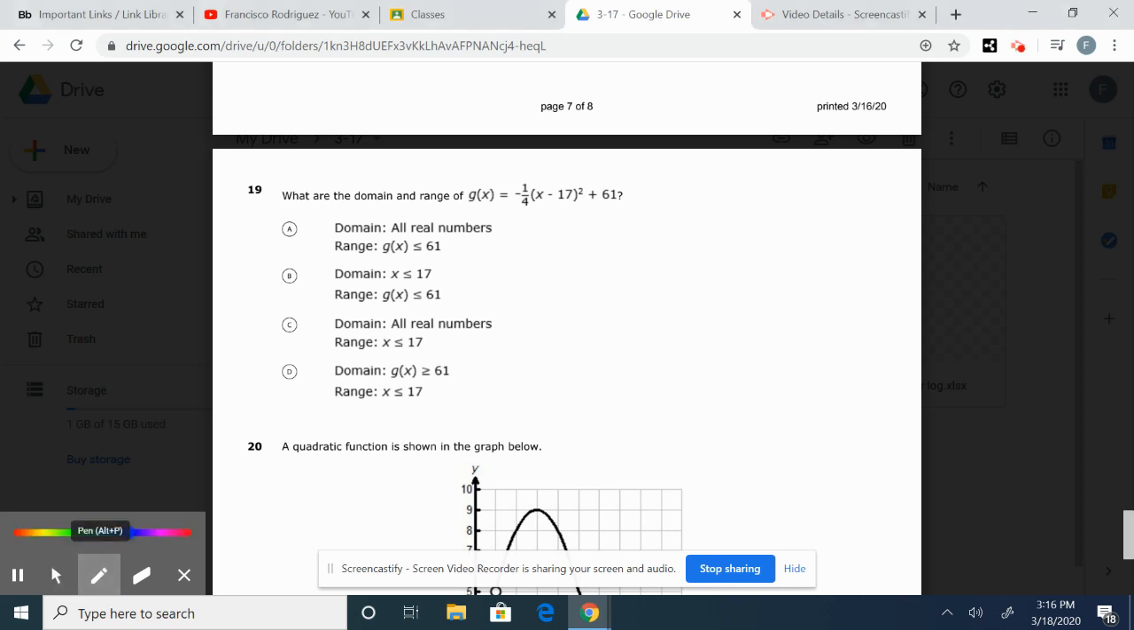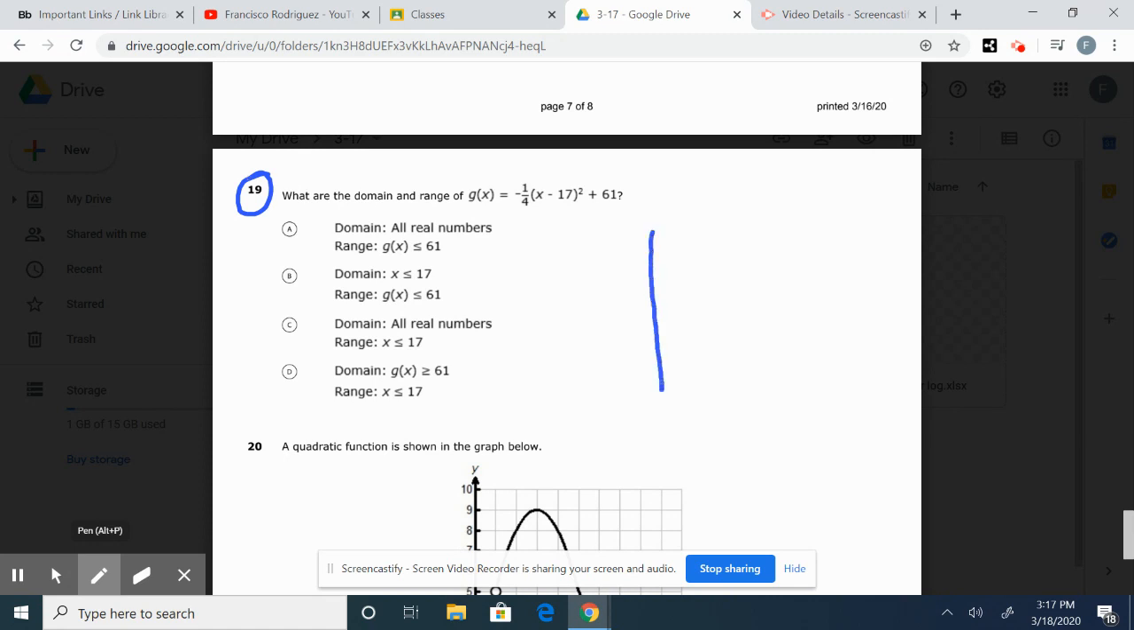Okay, so now let's look at number 19 and 20. This is something that we went over at the beginning of the year. So we're reviewing again since we're getting into quadratic equations. So we have to find the domain and the range of the following. So 19, that's g of x equals negative 1 over 4, x minus 17 squared plus 61.